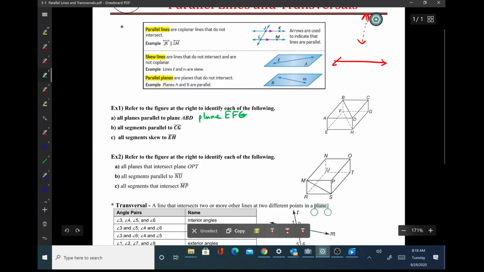All right. All the segments that are parallel to CG. Well, where's CG? CG's here. So which ones are parallel? Well, this one back here, this one right here, this one right here. So what are those? BF, AE, and DH.